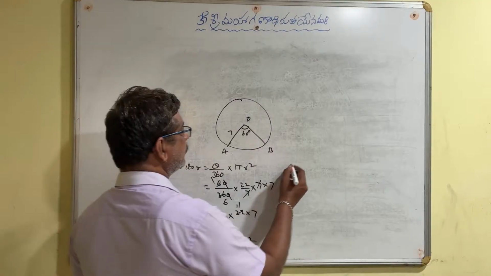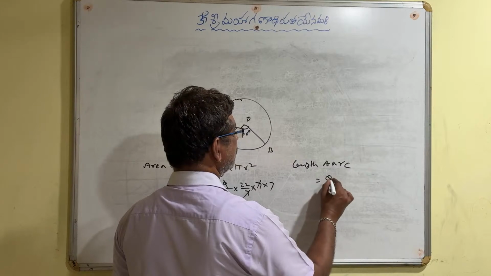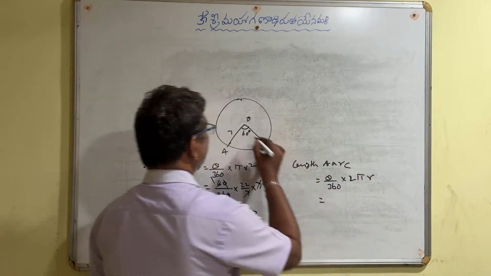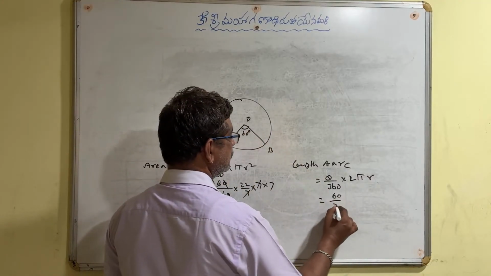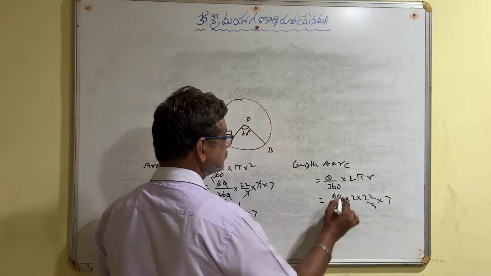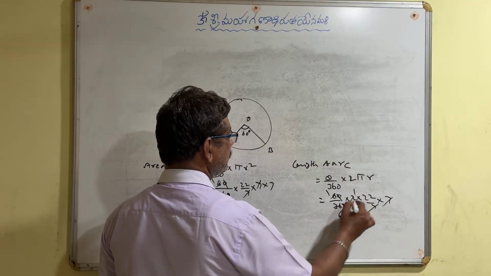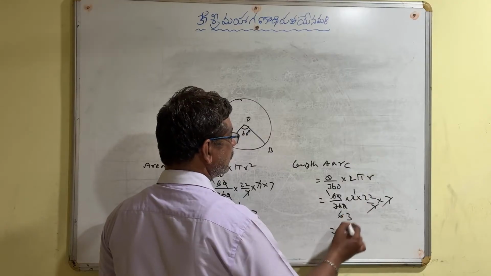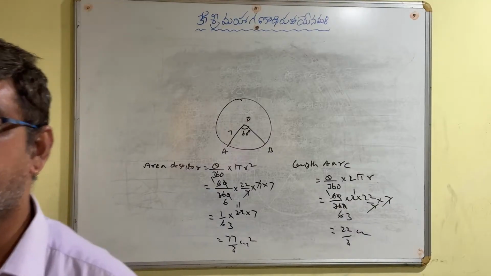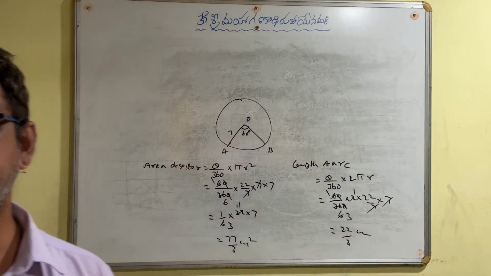Length of the arc. Formula theta by 360 into 2 pi r. Theta is given 60 degrees by 360 into 2 into 22 by 7 into 7. 0 cancel, 6 1s are 6. 7 cancel, 2 1s are 2, 3 2s are 6. So total is 22 by 3 centimeters. Length of the arc is 22 by 3 centimeters.